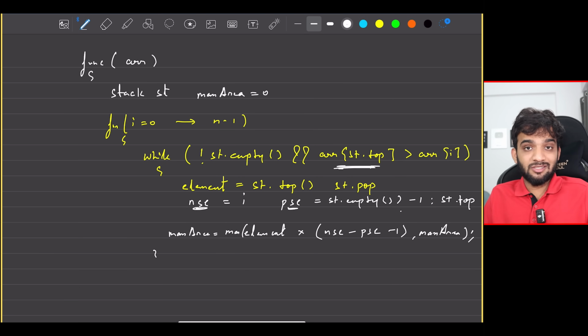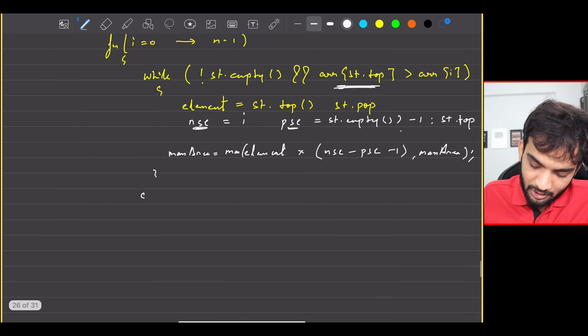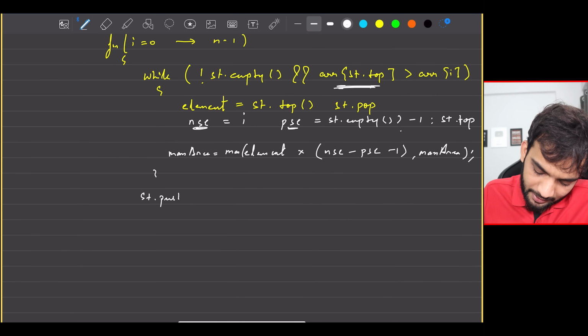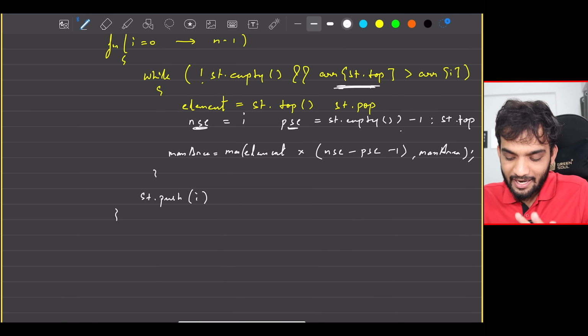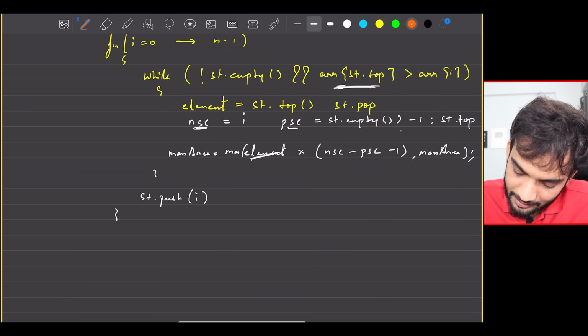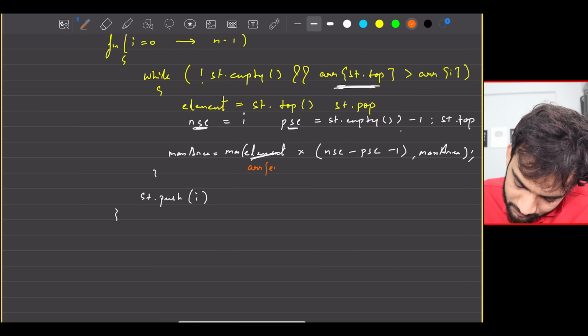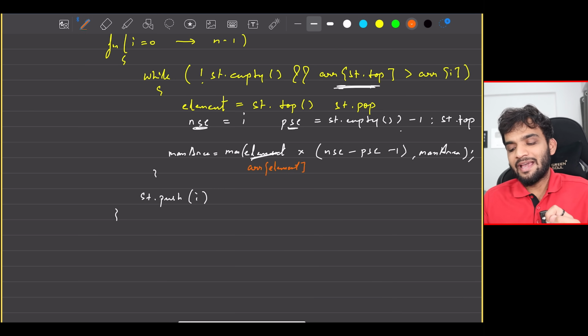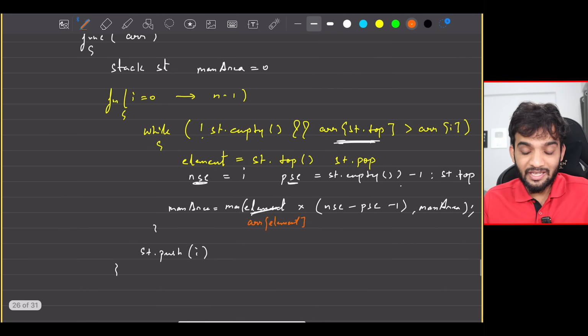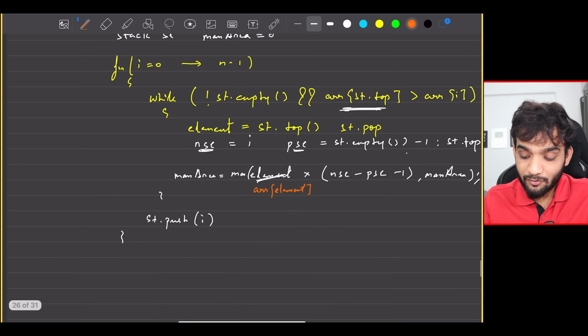And that will be it for this particular while loop. Remember, you will be pushing the index, not the value. So for that reason, this won't be element. Rather, this will be array of element, because we are storing indexes. So get the element out by doing an array of element. Perfect. So that's done.